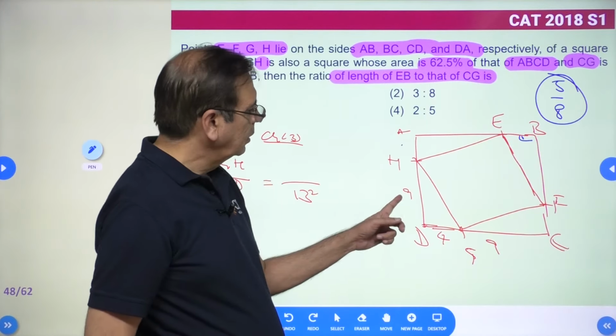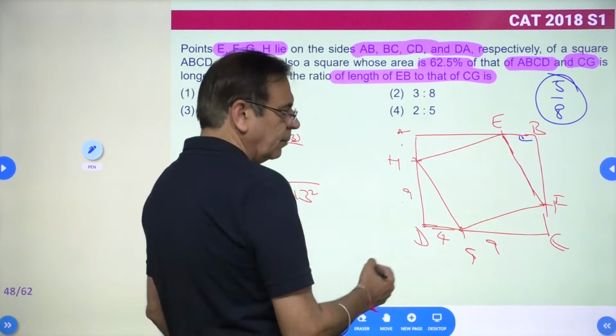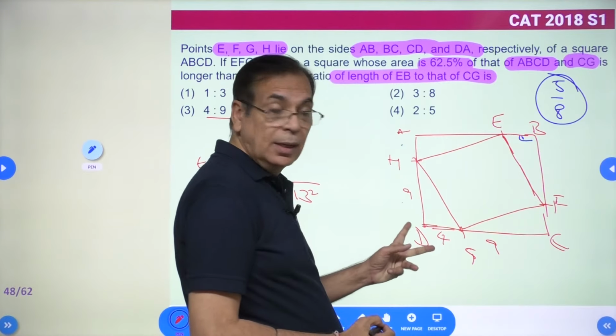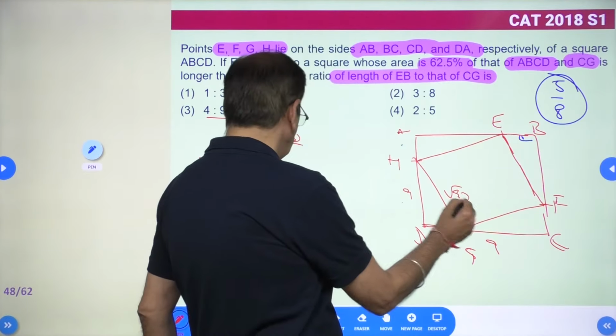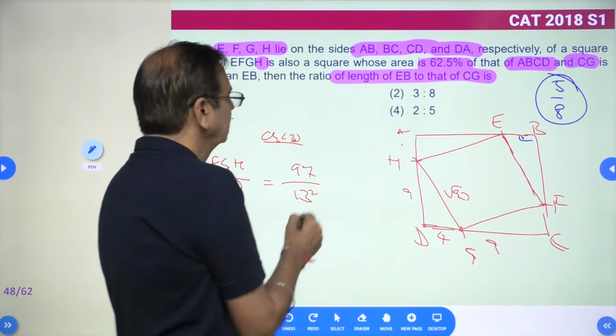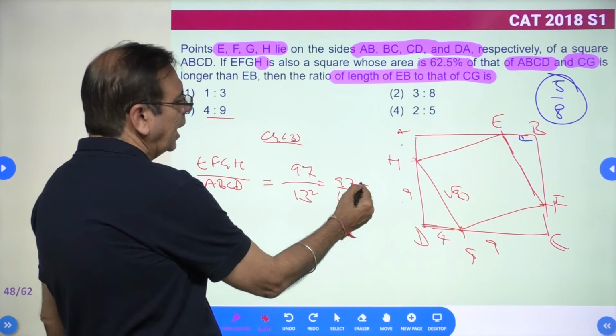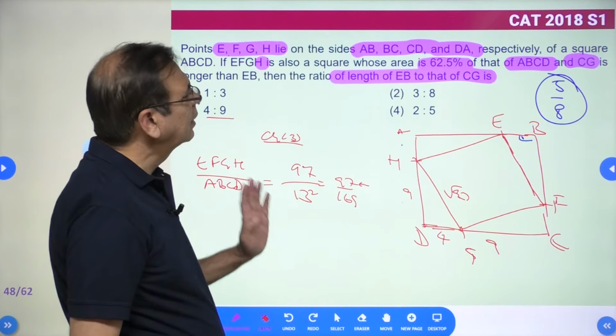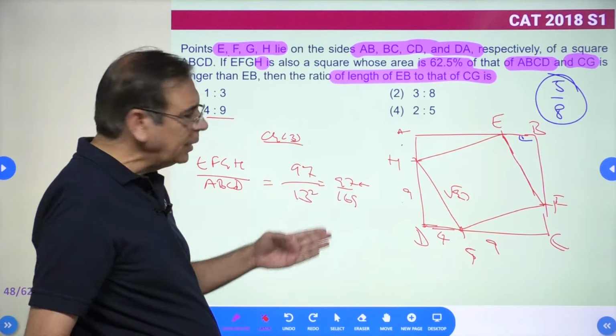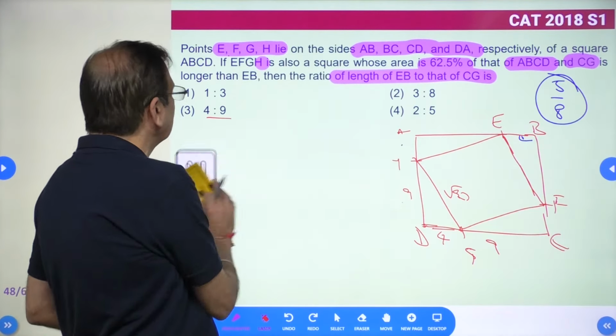This is 9. 9 square is 81 plus 4 square is 16. 81 plus 16, 97. So this is under root 97. So this is 97. Okay, so 97 by 169. This is a prime number, so it will not work. This is not there. Okay, so this cannot be the answer. So this is the way you look at checking the choices.